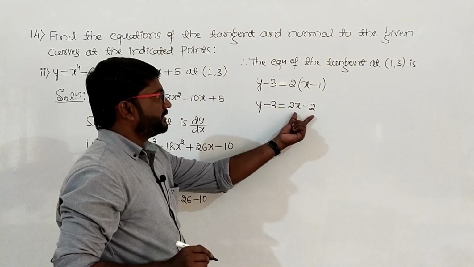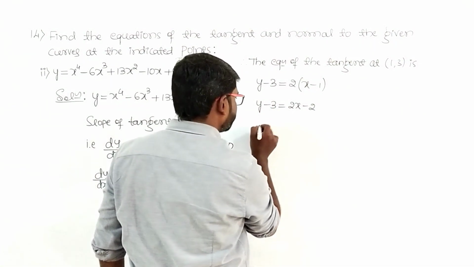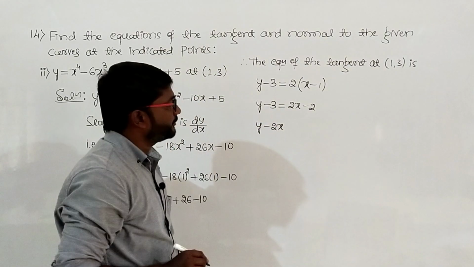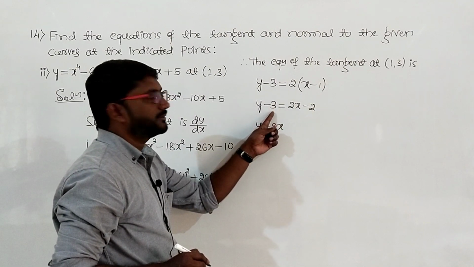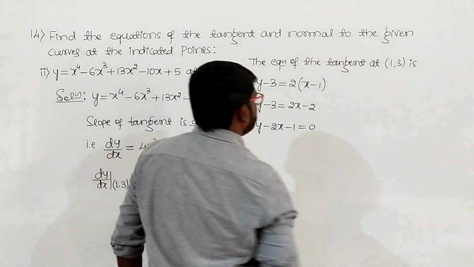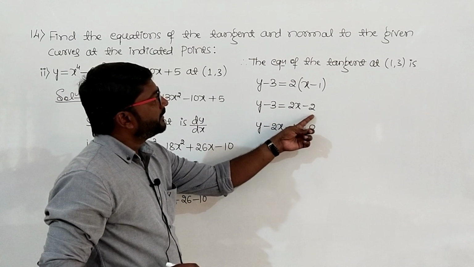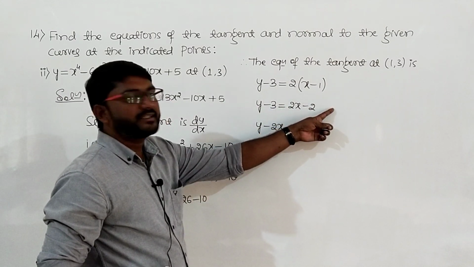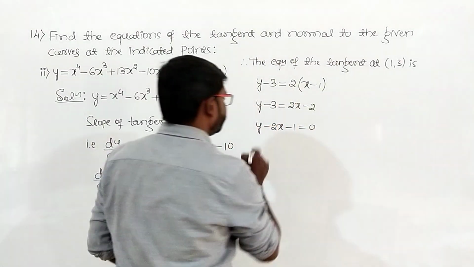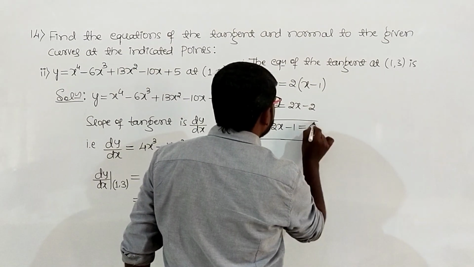Now take these two terms to the left hand side, or these two to the right hand side. Anyway you can write. So overall you get y minus 2x, and then take minus 2 to the LHS, it becomes plus 2. Minus 3 plus 2 is minus 1, equals 0. Or the other way is 2x minus y, and if you take minus 3 to the right hand side, it becomes plus 3. 3 minus 2 will be 1. So 2x minus y plus 1 equals 0. So we have got the equation of the tangent.